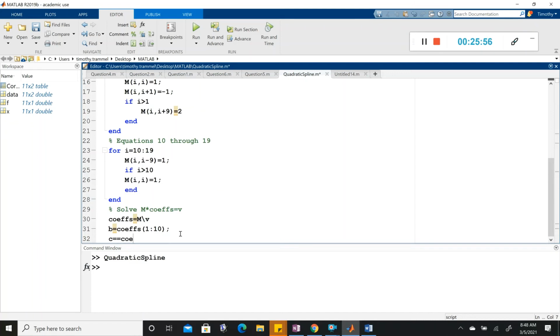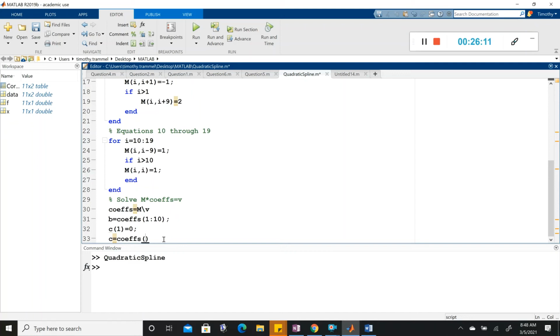C should be equal to the coefficients, and actually I'm going to fill something in here. We actually know what C of 1 is, don't we? We know C of 1 is 0. But the rest of these C's, from 2 to 10, are equal to the coefficients from 11 to 19. So we now have our A's, B's, and C's.